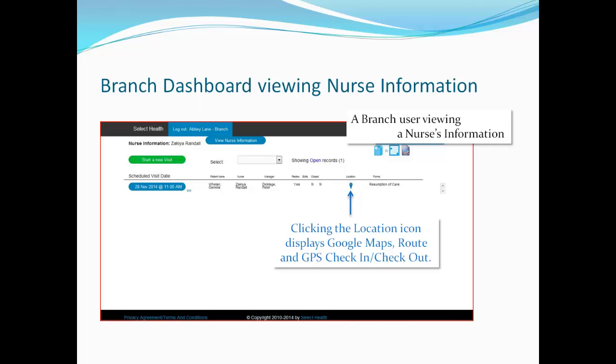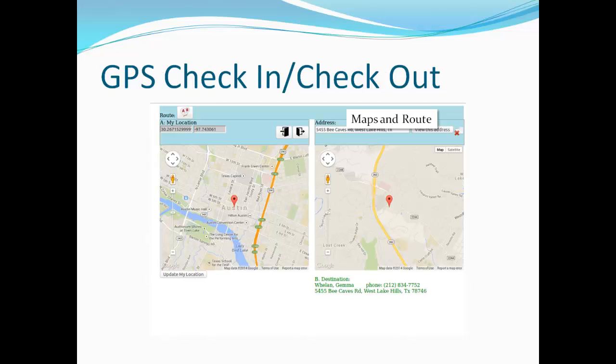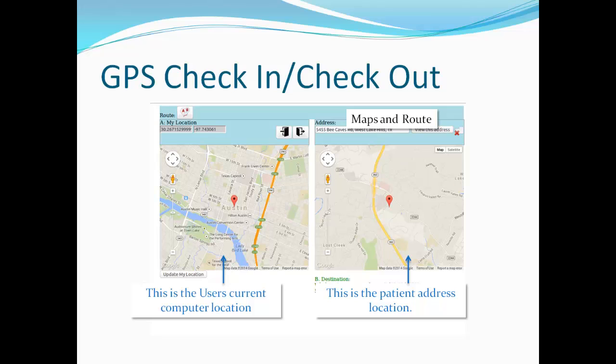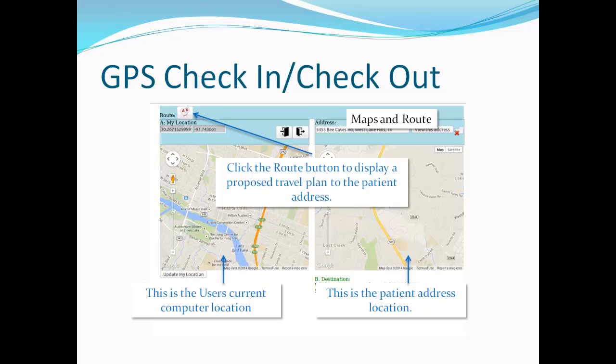And now for one of my favorite tools, the Google Maps route check-in and check-out. On the left is the computer location, determined by the internet connection. On the right is the mapped address for the patient. And if you click the route button, we display the road map to get you from your location to the patient's location.